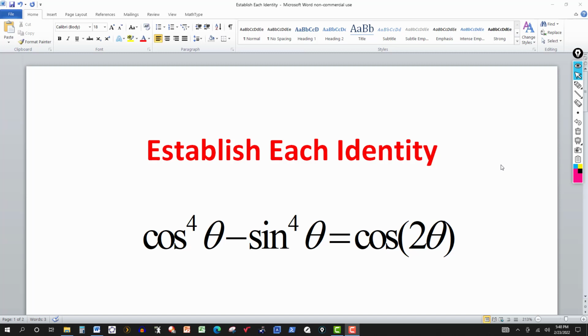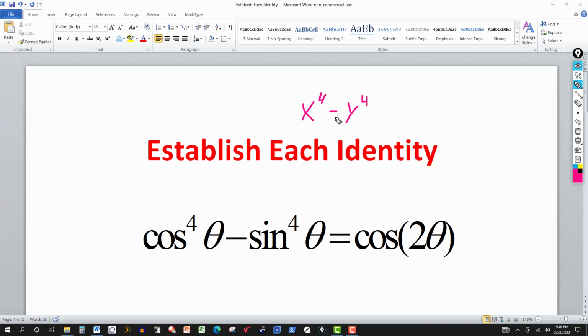Cosine to the fourth theta minus sine to the fourth theta is equal to cosine of 2 theta. Trigonometry is a lot of algebra. If you have a good foundation in college algebra, you should do okay in trigonometry. You look at this, and we're going to start with the left side. When you establish an identity, normally you want to start with the most complicated side.